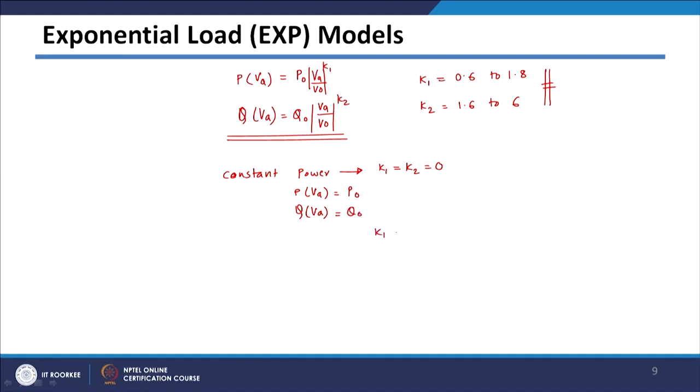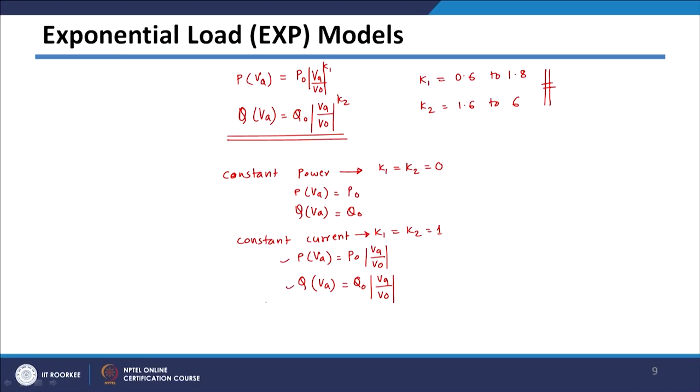Similarly, when K1 equals K2 equals 1, the loads will be proportional to the voltage ratio. This happens in case of constant current loads, where K1 and K2 are equal to 1. In that case, P(VA) will be equal to P0 multiplied by VA divided by V0 raised to 1, and Q(VA) will be equal to Q0 into VA divided by V0.